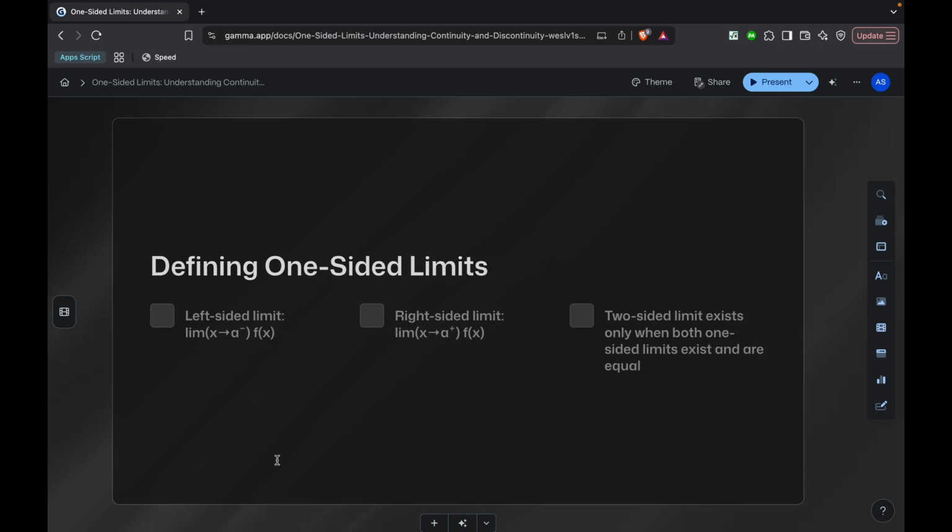Let's define one-sided limits. There are two types of one-sided limits. Limit from the left side, where you have a negative as the superscript, and right side, where you have a positive as the superscript. Now, a two-sided limit exists only when both one-sided limits are equal and exist, and if they don't exist, well, they can't be equal, so that kind of makes sense. Except if it's infinity, but that's something we're going to get into later.